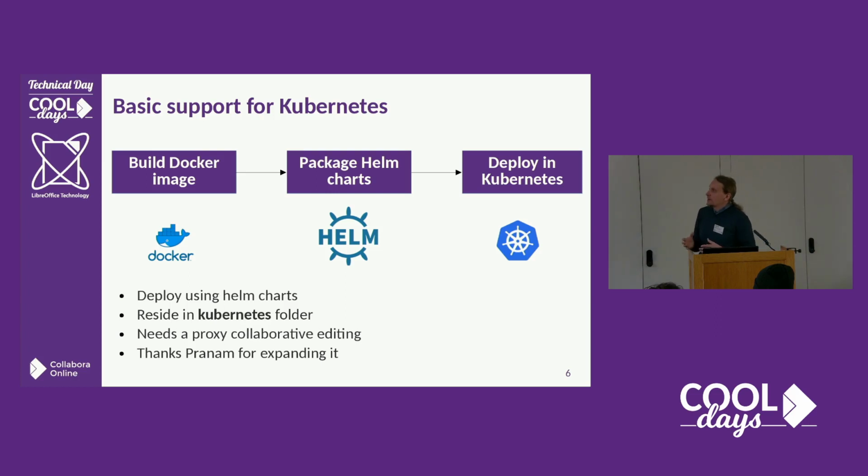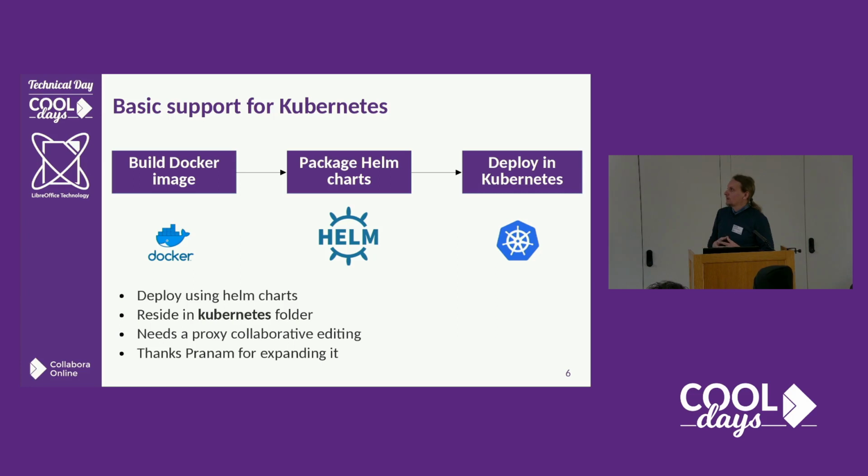So our contribution was to provide some Helm charts, okay, as a basic setup, as a starting point for everyone who wants to use Kubernetes to deploy Collabora Online. The Helm charts are residing in the Kubernetes folder.